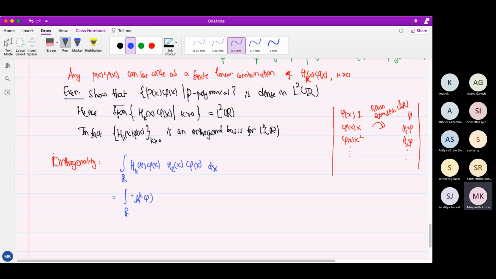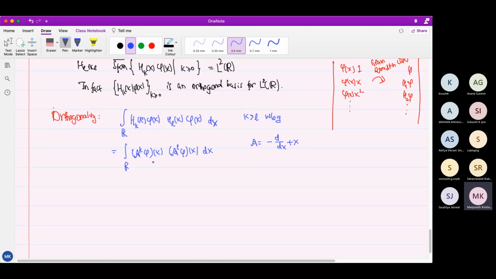A to the k phi of x. Okay, so what is A? A is... x, and here let us assume k is larger than L without loss of generality. So let's take k bigger than L. So why would this be true?